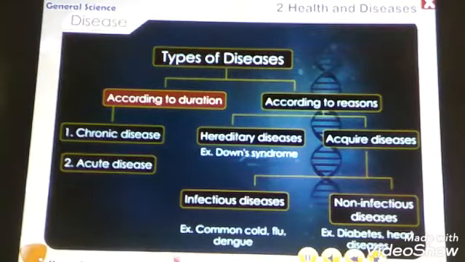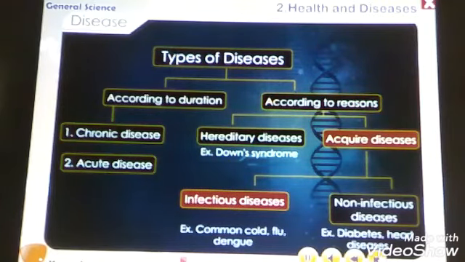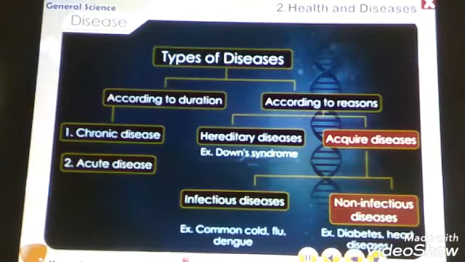Types of diseases according to the duration and according to the reason. According to duration: chronic disease and acute disease. According to the reasons: hereditary diseases or acquired diseases. Infectious diseases are common cold, flu, dengue, while the non-infectious diseases are diabetes, heart diseases, etc.